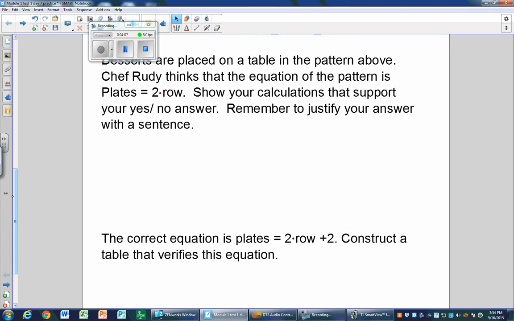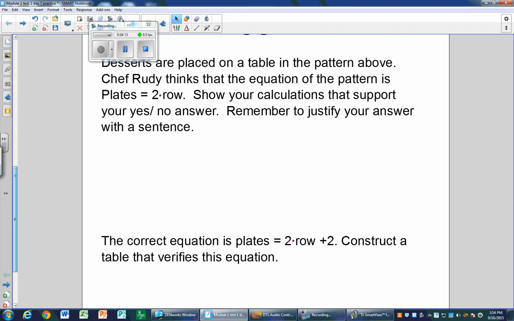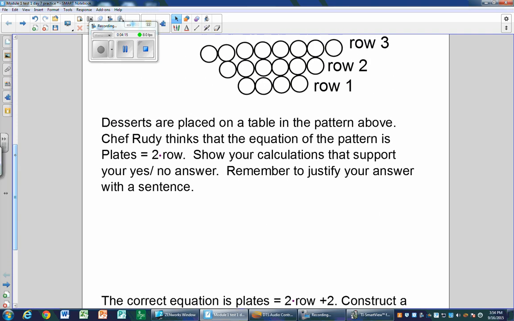The correct equation is plates equals 2 times the number of rows plus 2. So that next part of the question immediately told me that the answer is no, and you can't say otherwise because the second part says that there's a different correct equation. It just says show your calculations to support your yes, no answer.